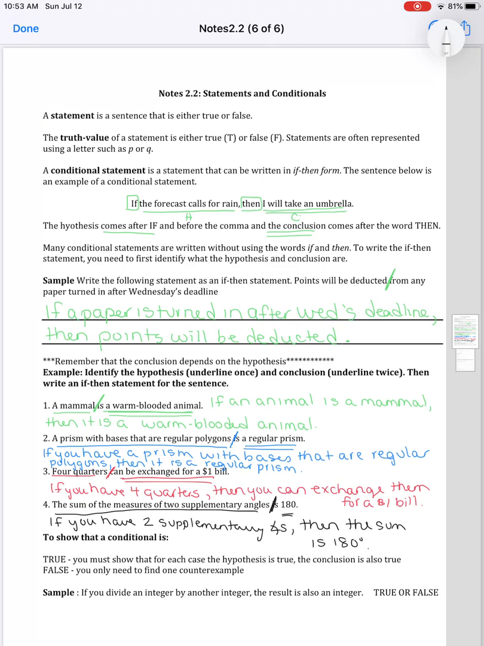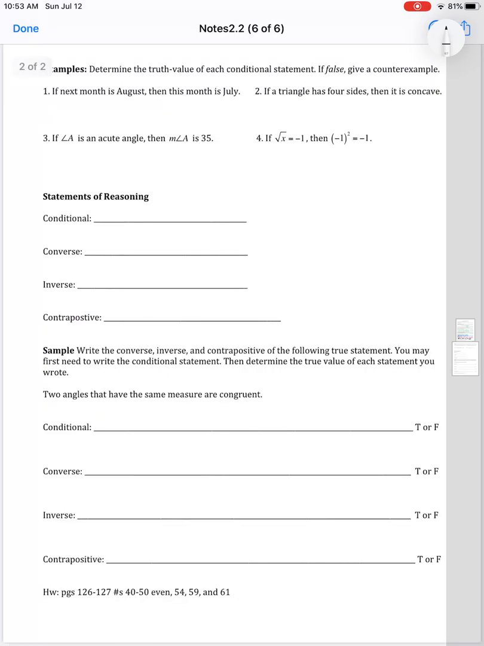Okay, so a sample would be, it says if you divide an integer by another integer, the result is also an integer. So an integer is a positive or a negative number, and they're whole numbers. Well, this would be false, because a counterexample that you could give would be, all right, well, if I take the 2 integers 1 and 2 and I divide them, well, 1 divided by 2 is a half, which is equal to 0.5, and 0.5 is not an integer. Okay, so it does not equal an integer. So that would be your counterexample that would disprove that piece of information.